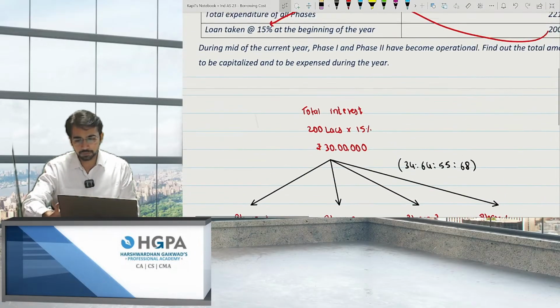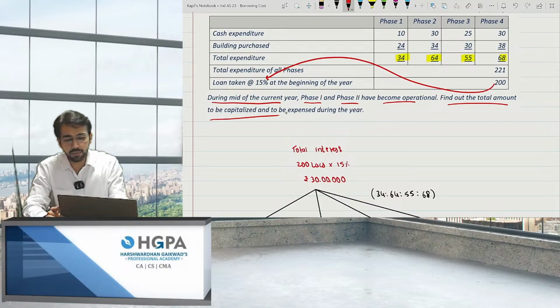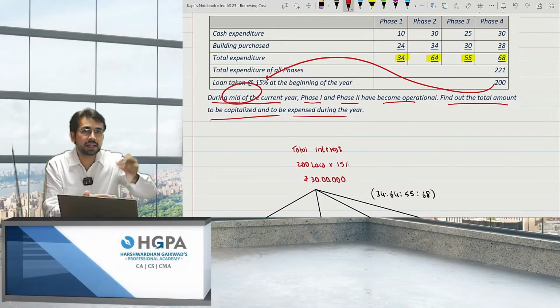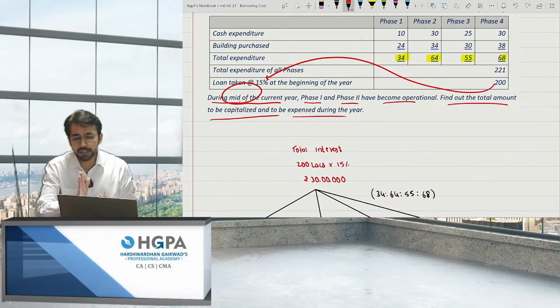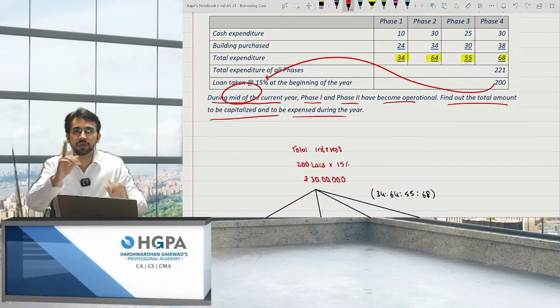Moving ahead. Now they have given that during mid of the current year, phase 1 and phase 2 have been operational. Find out the total amount to be capitalized and the expense to be charged. See, they have given mid of the year. Can I say 6 months? So after 6 months I cannot capitalize because it is ready for its intended use. So phase 1 and phase 2 I need to divide in 2 parts. First part will be capitalized and the other 6 months will be expensed out.